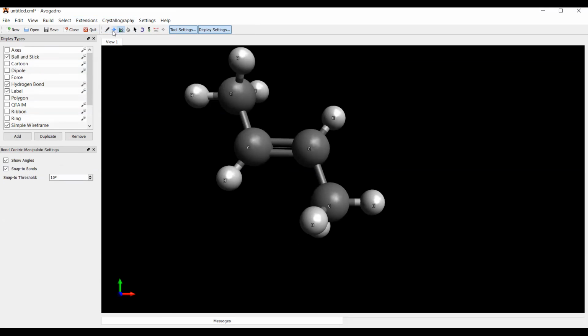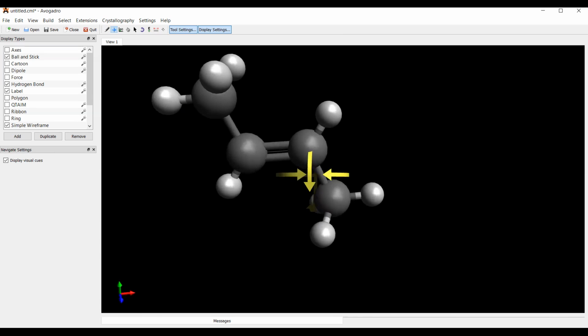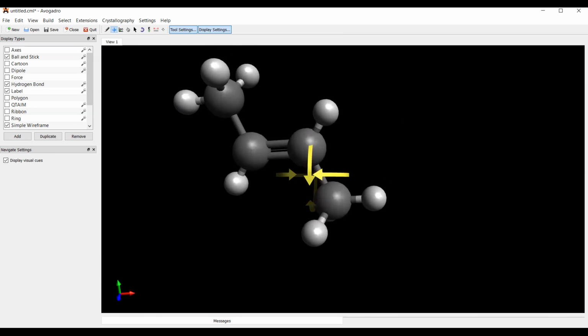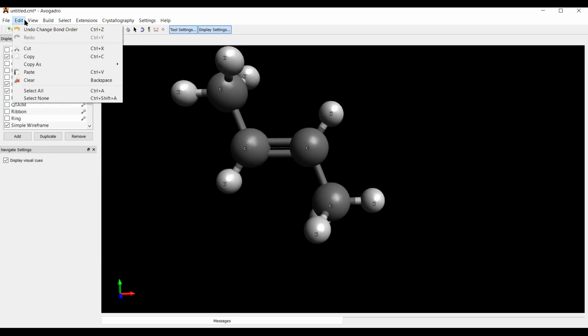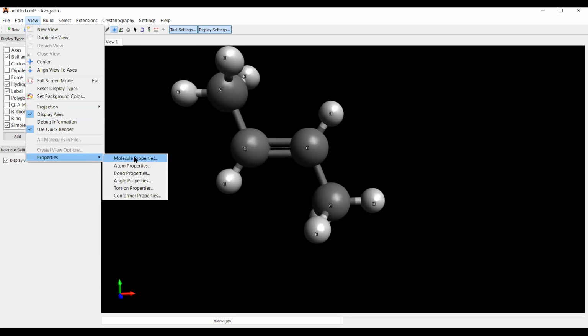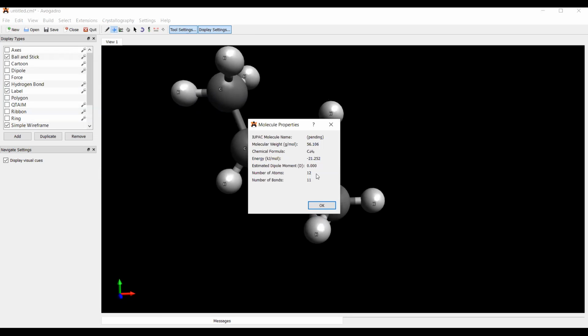Now this is the same structure that we saw, right? We have CH3 at the ends, and here we have CH and CH. Now is this structure A or structure B? B. Okay, let me see if I can get some properties of the structure. Molecule properties. So what I have got is molecular weight, chemical energy, and energy in kilojoule per mole. It is approximately minus 21 kilojoule per mole.